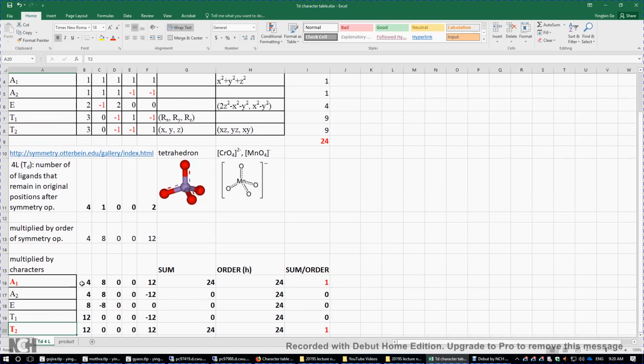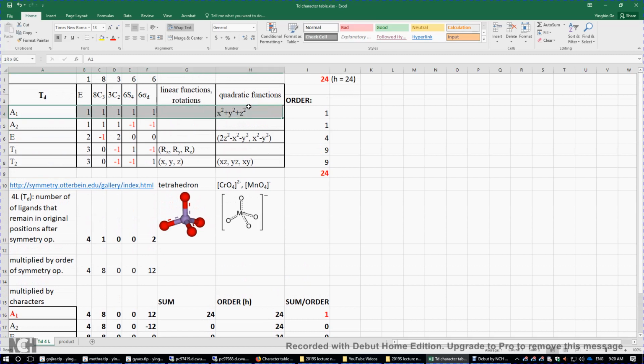Again, we need to look at the character table. So we have A1 here. A1 is totally symmetrical. So that means if you have 4 ligands forming this A1 irreducible representation, the 4 ligands will interact with a totally symmetrical atomic orbital on a transition metal. In this case, this permanganate, the 4 ligands will interact with the 4s orbital of this transition metal.